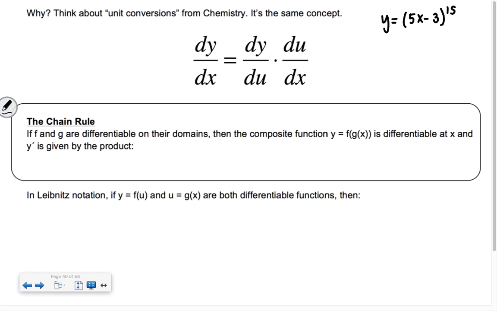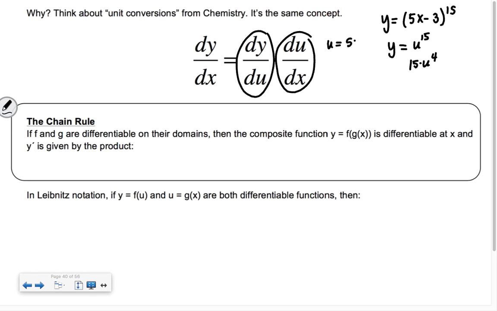So what we do is we temporarily change it so it looks like a function in terms of u, and then we take the derivative of that. So we say, oh, that's going to be 15u to the 14th. But then we also have to consider that u was a function of x. u was 5x minus 3, so we take the derivative of it in terms of x, which would be 5.